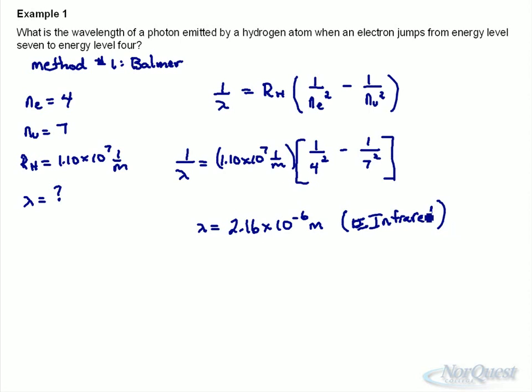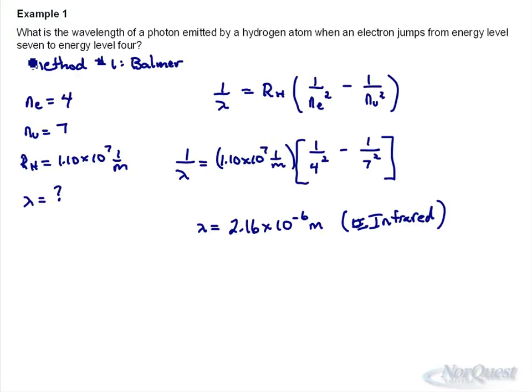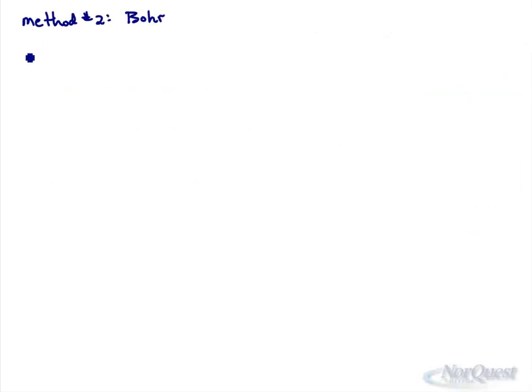Here's how Bohr would have done this. So I'm going to do this again. I'll show you that we can get the same result with a different method. So method number 2, Bohr would have used these energy formulas. Bohr came up with this energy level formula, and if I can go back to my question, I have an n value of 4 and an n value of 7. So I have n equals 4, n equals 7.